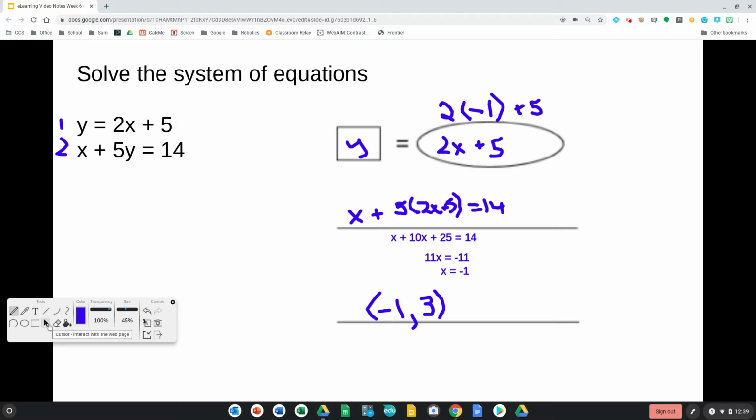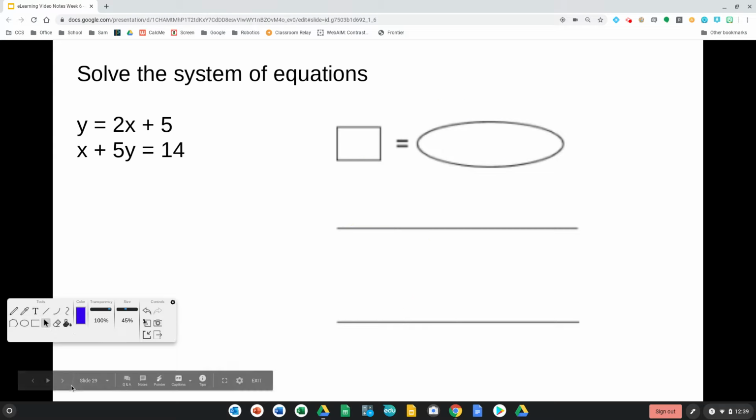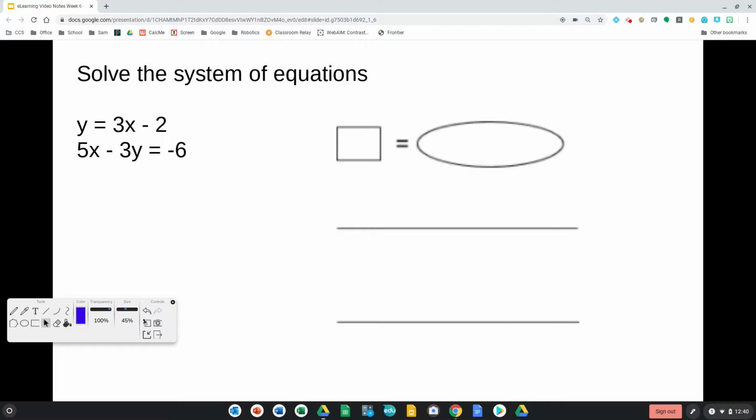Okay, let's try one more example like this. The next one has one little thing that we have to be careful about too. And so just want to show you that one real quick. So this one we have y equals 3x minus 2 and 5x minus 3y equals negative 6. So go ahead, which equation are you going to start with here?